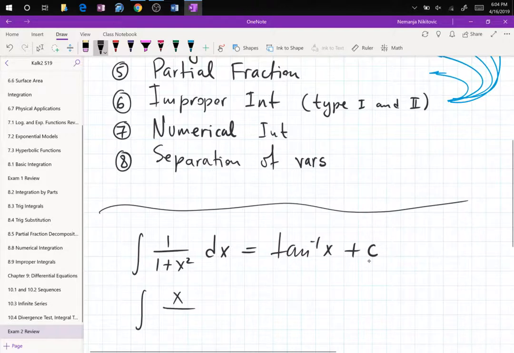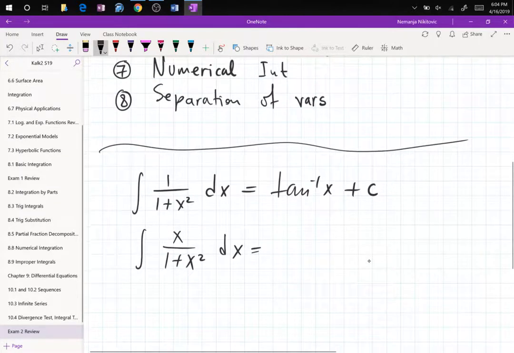Now, the integral of x over 1 plus x squared dx is equal to? Same thing. No, inverse secant? No, you have to do a u-sub on that one. Yes, we do use u-sub, so it's ln, right? Yeah, it's an ln. 1/2 ln of 1 plus x squared.